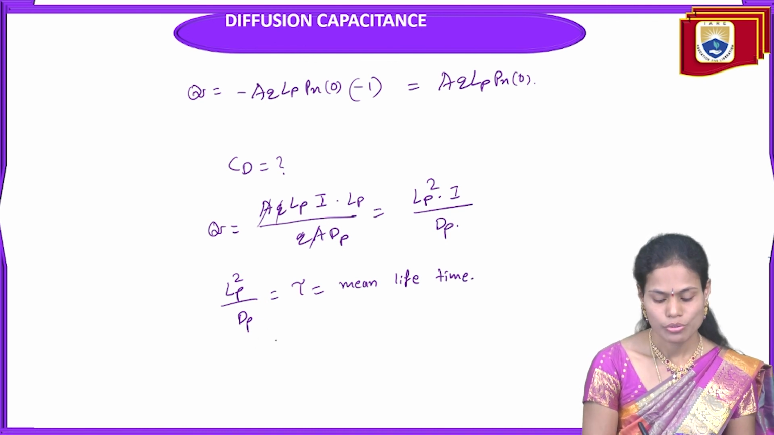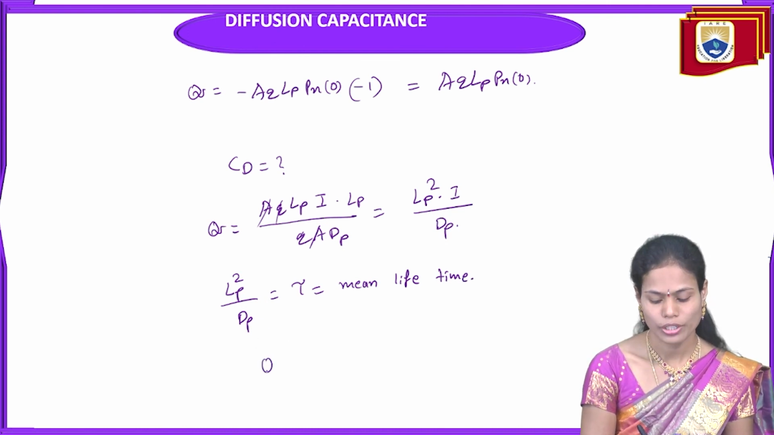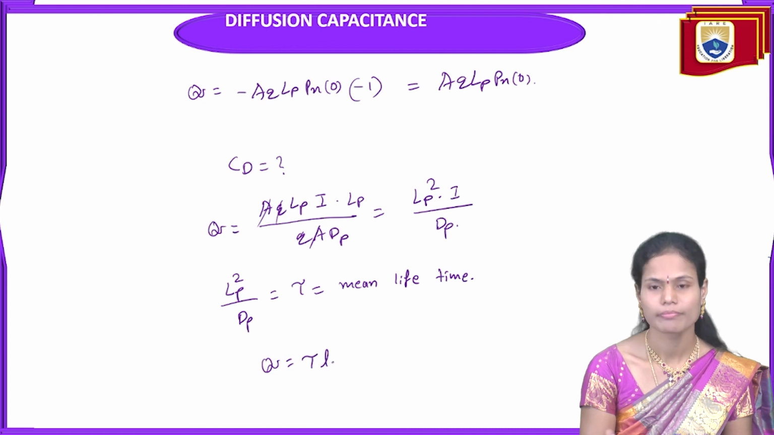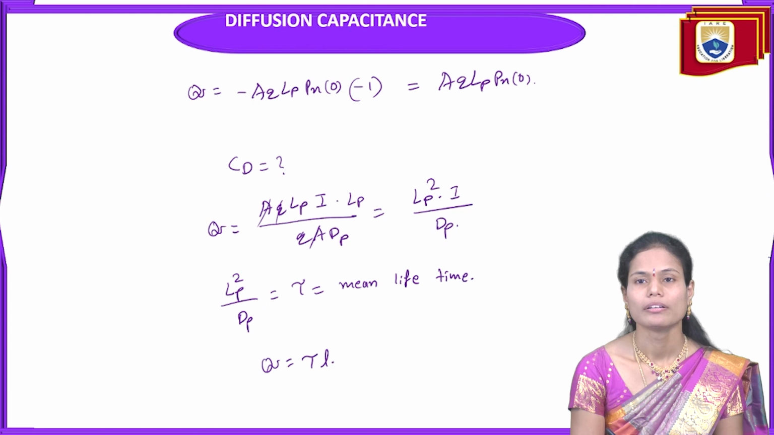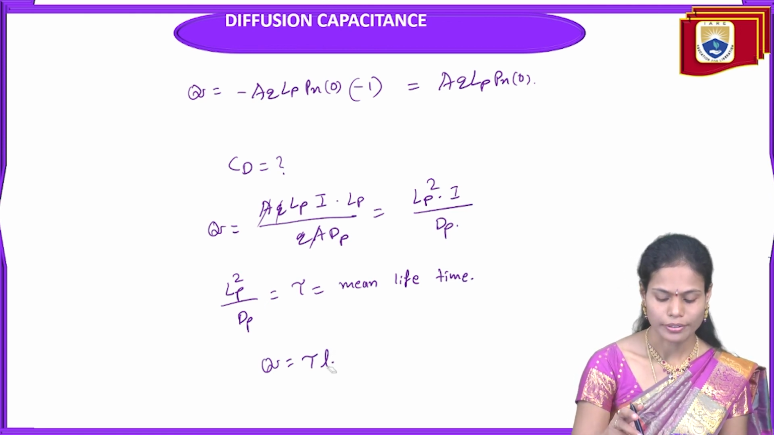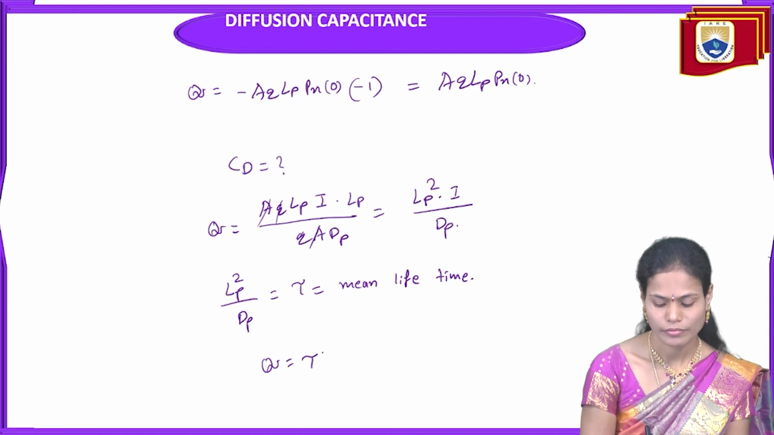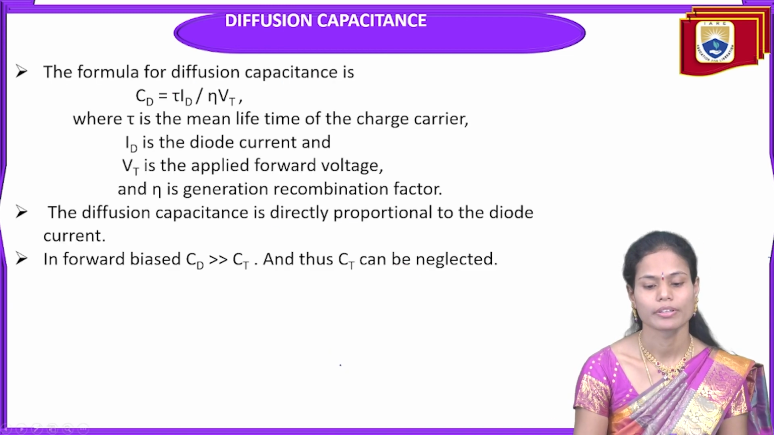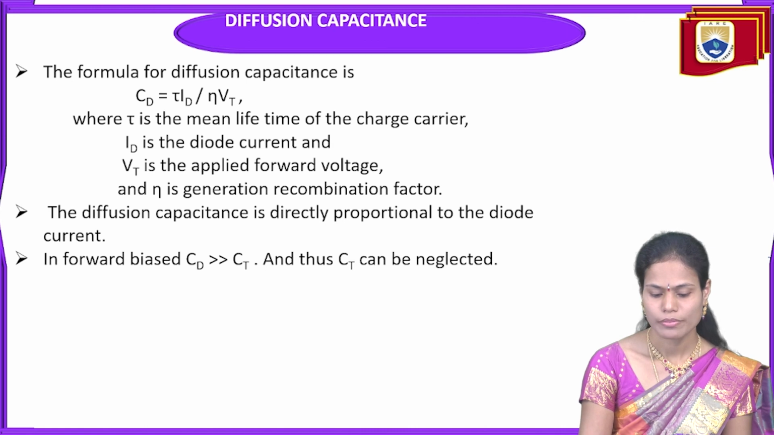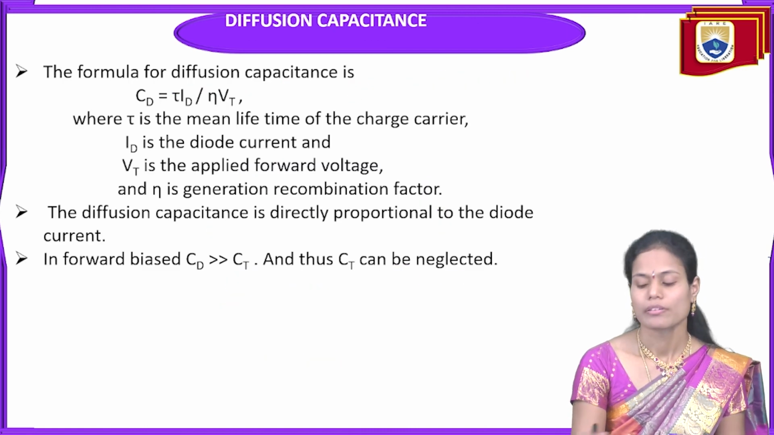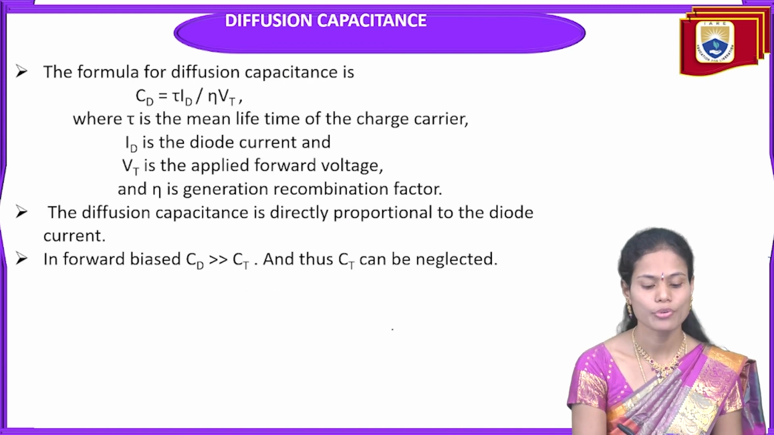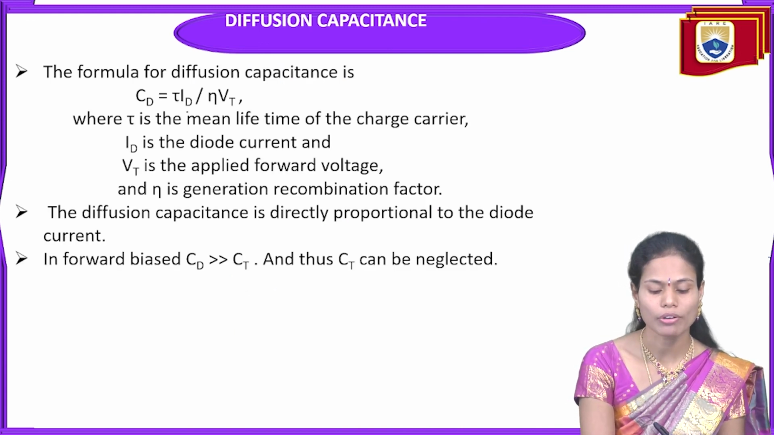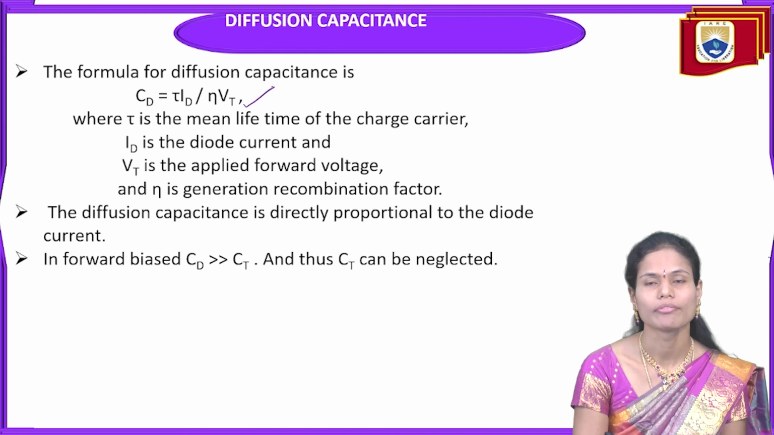And so we can write Q equal to tau into I, tau into current. So from this relation we can write the diffusion capacitance CD equal to tau ID by eta Vt.